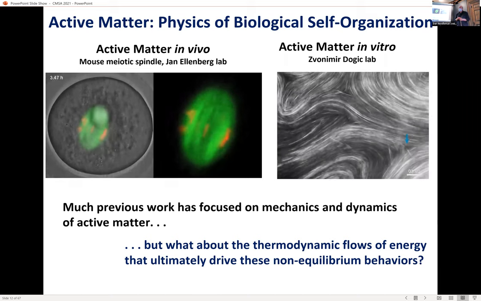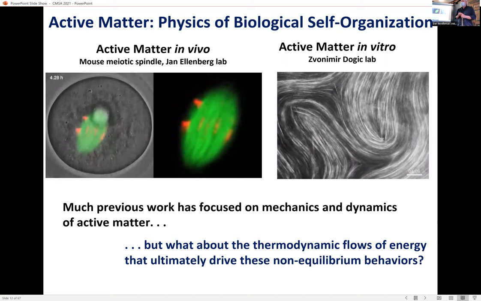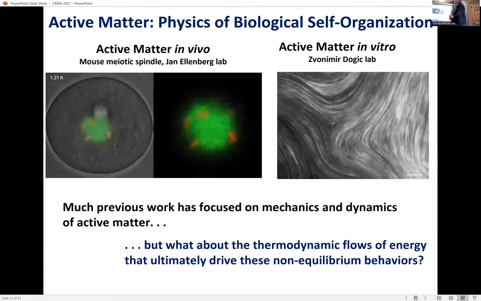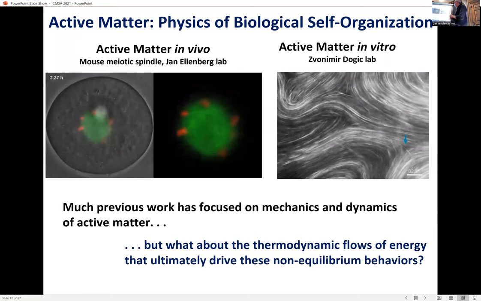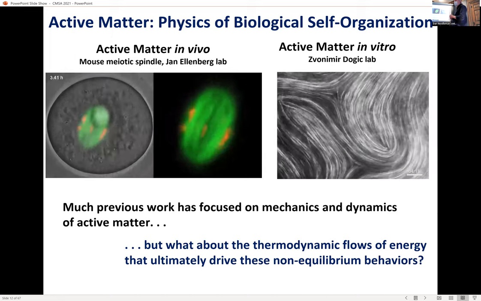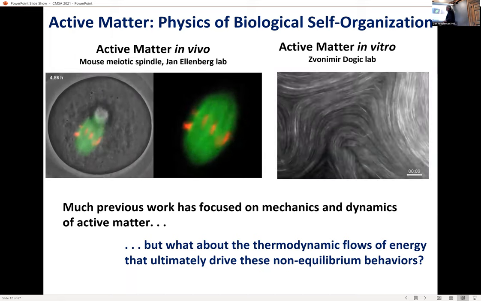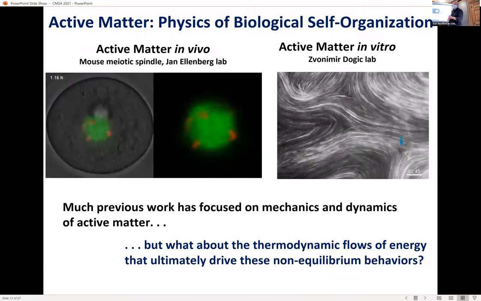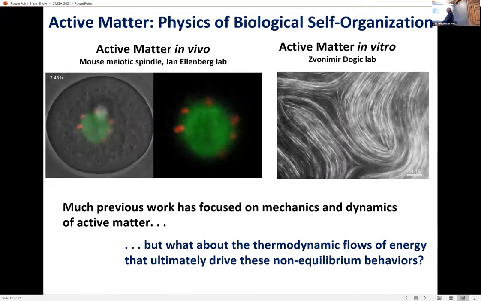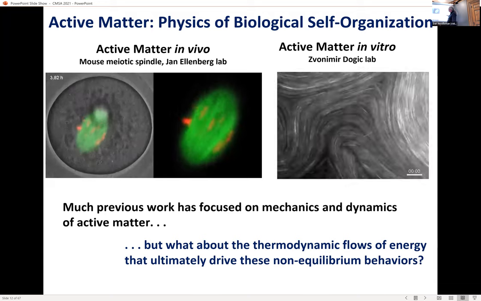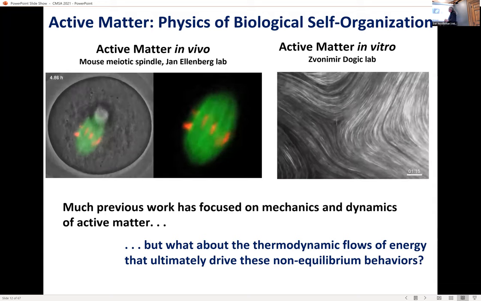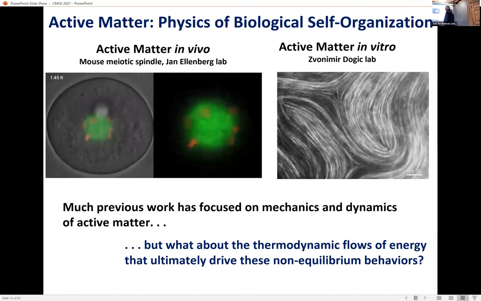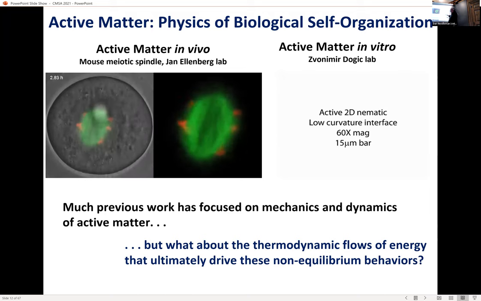So Dan, before you tell us about the thermodynamic flows of energy, can you just remind me, the spindles on the left have these red things, those are the chromosomes? Yes, and in this particular movie, all the chromosomes are labeled. The green in this movie are microtubules, and the red are chromosomes. And they've divided already in the movie? No, this is just showing the assembly of the spindle.